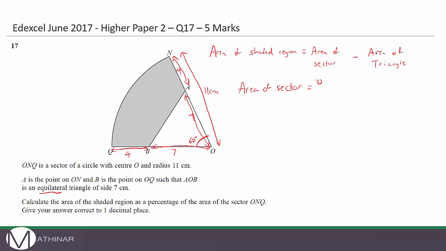So the formula for this is theta divided by 360 times pi r squared. So theta in this case is 60 divided by 360 times pi. Now the radius of this large sector is 11, so pi times 11 squared. So if we work this out, 60 divided by 360 is 1/6. 11 squared is 121. Okay, and if we want that as a decimal, we can just type the whole thing in.